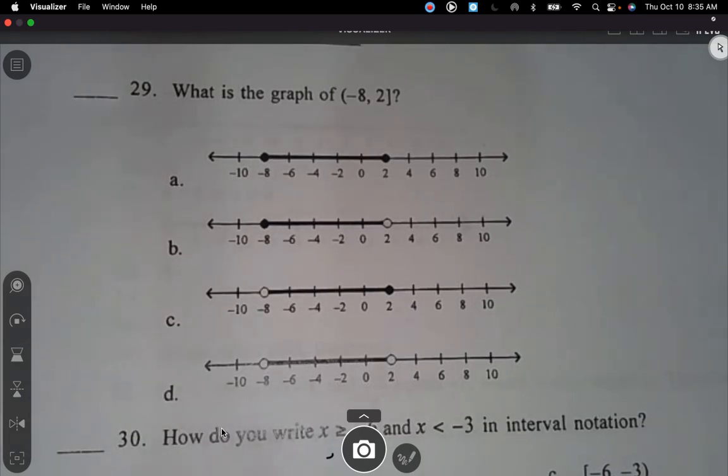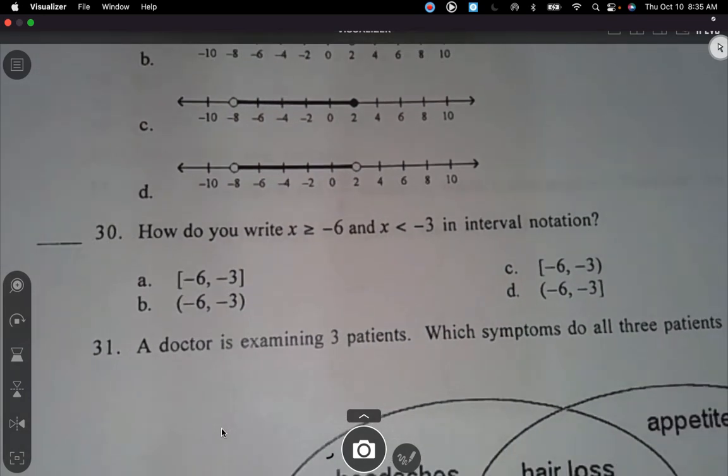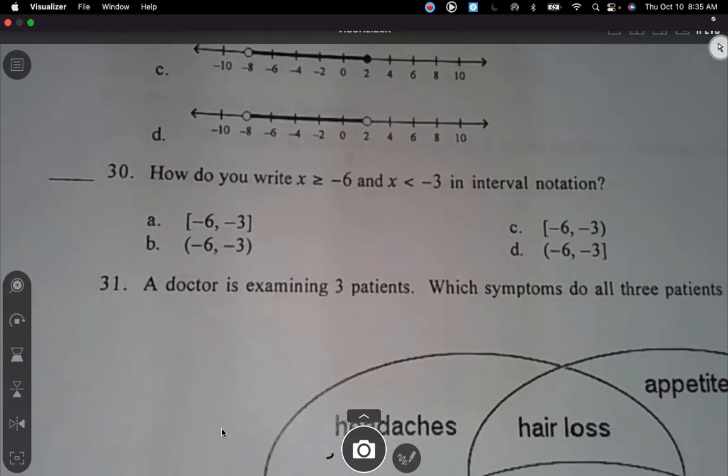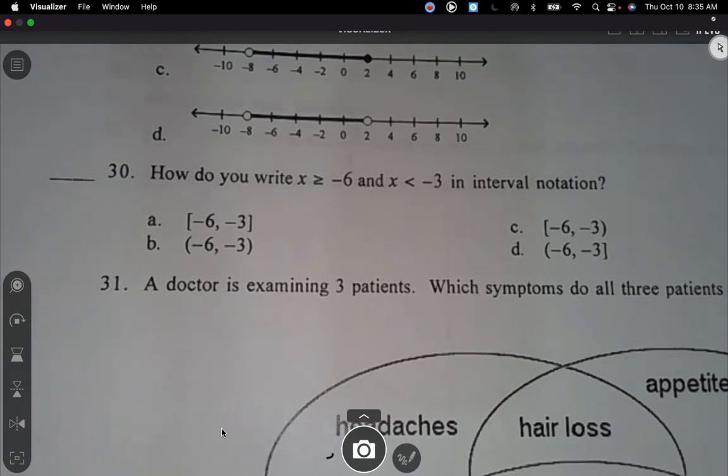Yep. Okay. Then number 30. How do you write this in interval notation? It's got the word and. So that means X is between two numbers. What two numbers are we between? -6 and -3. It's equal to, so I'm going to write that. Let me do that first. I know I'm going from -6 to -3. All those say that though. Okay, is it a bracket or parentheses? It's a bracket and then parentheses. C. So it's also C.